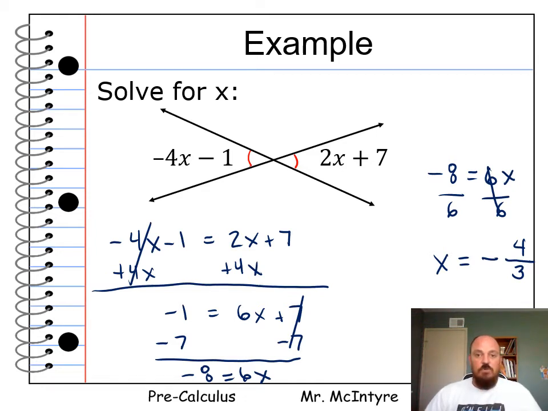Remember, you can get fractions or decimals for an answer. That's fine. That definitely happens. But the most important step was the very first thing we did. This right here, I'm going to circle in purple.